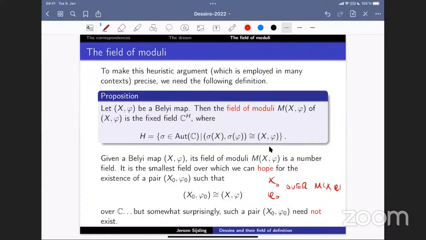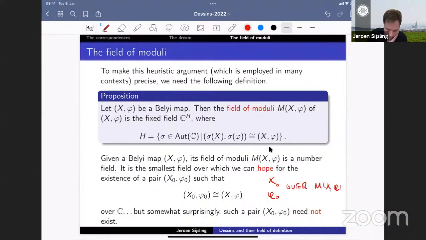Sorry, what is sigma of x in the definition of H? That is the x with defining coefficients conjugated by sigma.